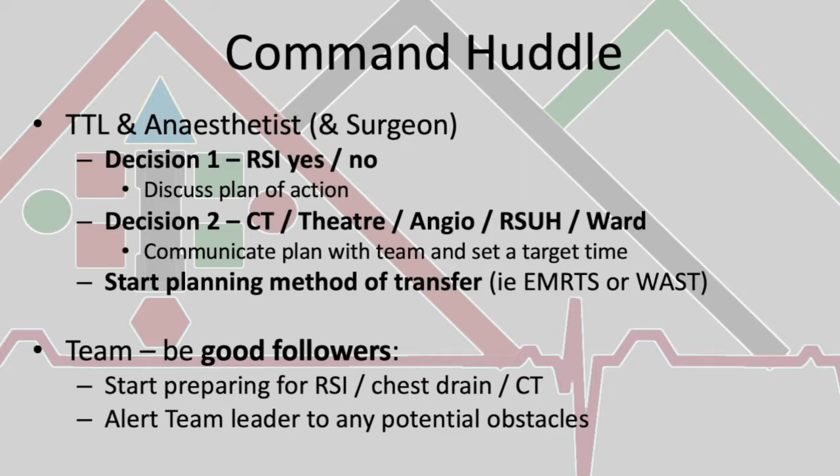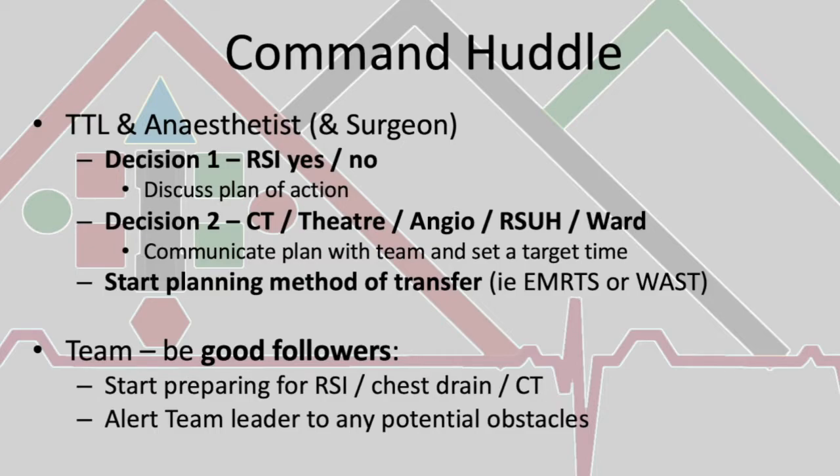The whole primary survey should only take about a minute. After the primary survey is done, the trauma team leader should then summarise back to the team and make a plan. There will be a few joint decisions that need to be made, and this is what we call the command huddle, because the key people who need to make these decisions need to talk them through together. Generally, the key people will be the trauma team leader, the most senior anaesthetist, and the surgeon.